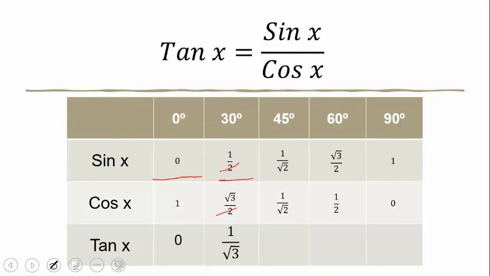In case of 45, tan 45 is equal to sine 45 divided by cos 45. So the same value will cancel each other and we will get the answer of 1. In case of tan 60, we can divide sine 60 with cos 60 and we will get the result of square root of 3. For tan 90, we have 1 upon 0, which will give us the result of infinity.